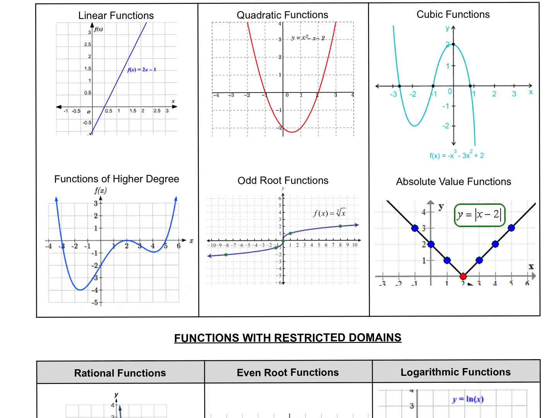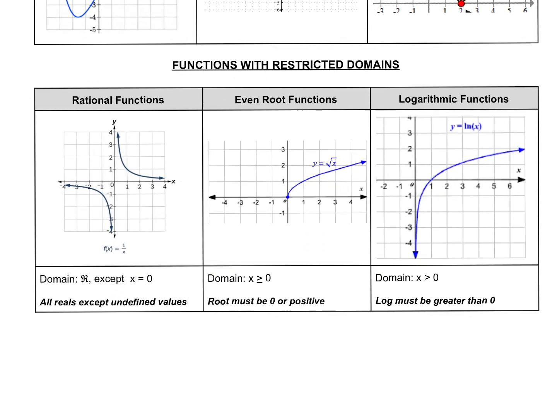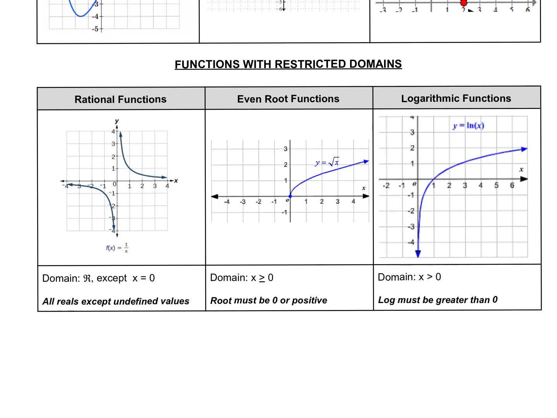Now, what about functions that don't have infinite domains? These are the 3 main functions that we say don't have infinite domains. We have rational functions. The reason why they don't have infinite domains is because there's an asymptote. If you want to draw it in, feel free. There's an asymptote down here at x equals 0. So the domain is really from negative infinity to 0, and then from 0 to positive infinity.